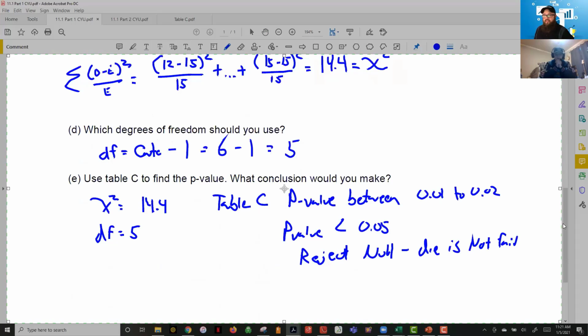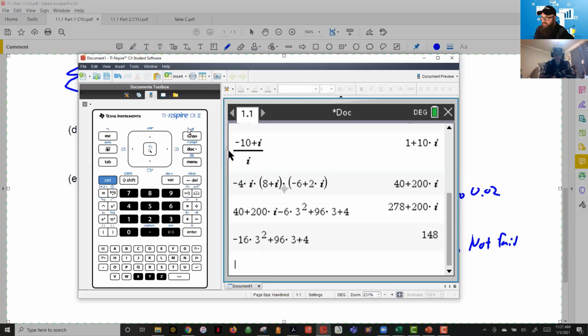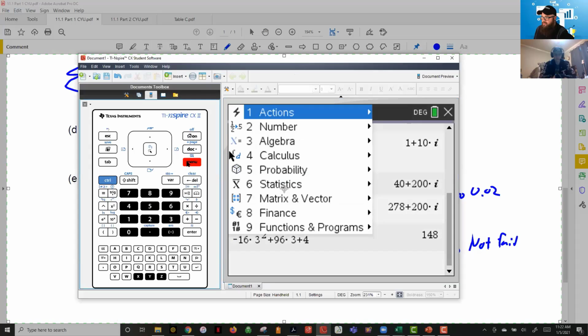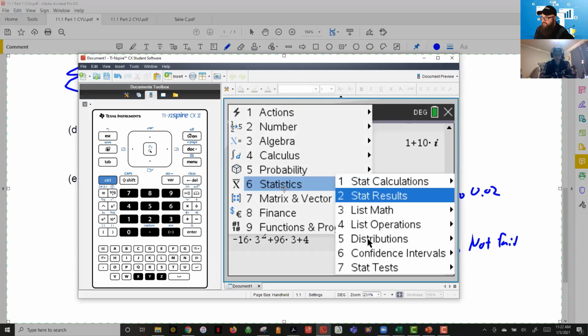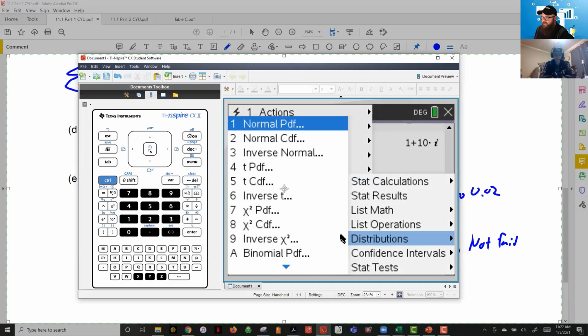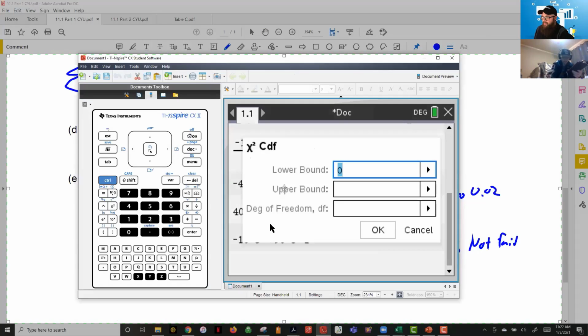Now, if you have a TI Inspire, which is super awesome to make it a lot easier to calculate, let me get my calculator pulled up here. Under menu and statistics, so 6, and then 5 for distributions, so menu 6, 5, and then you want to go to the number 8 for the chi-squared CDF. Gotcha. And then it's going to ask for your lower bound and your upper bound.